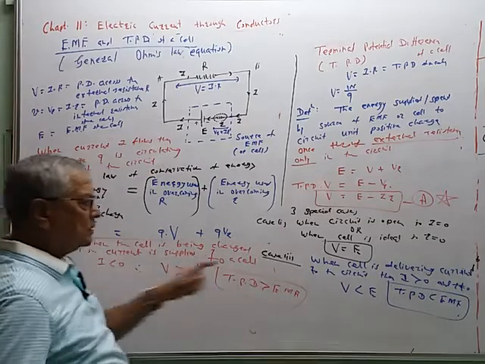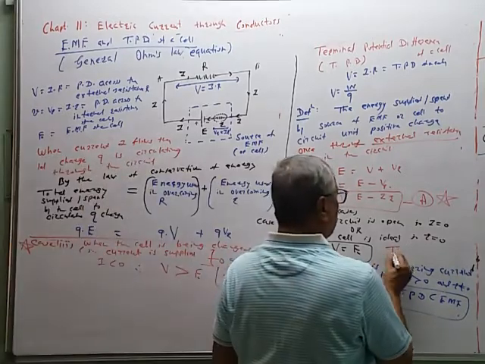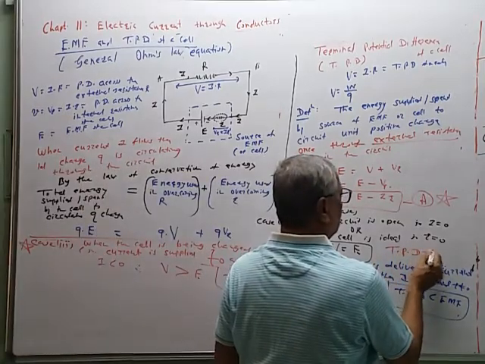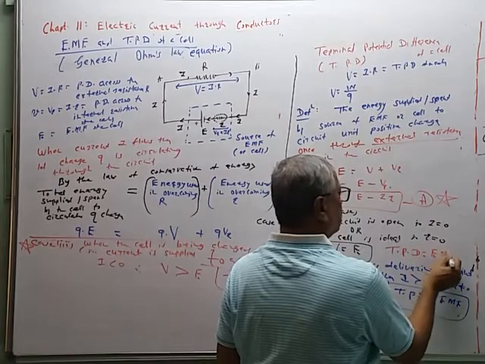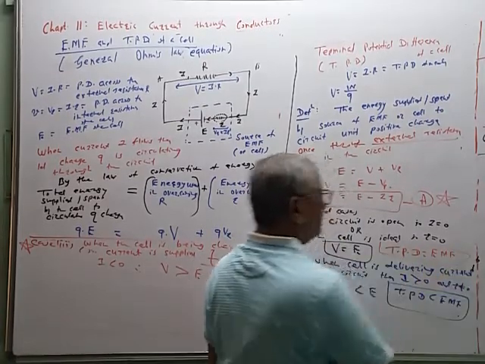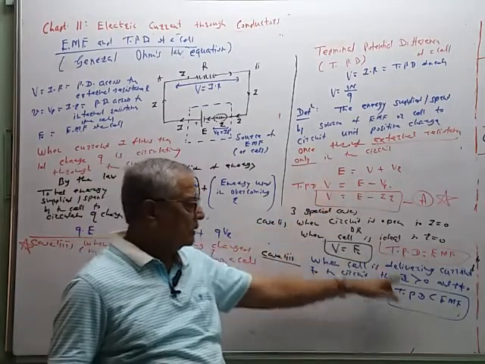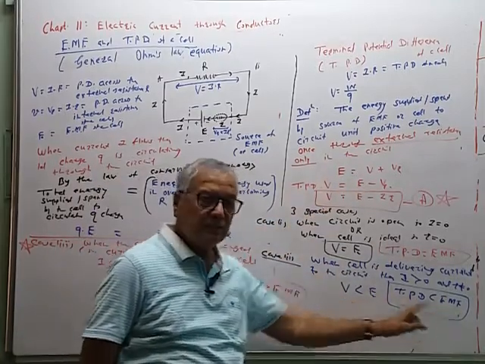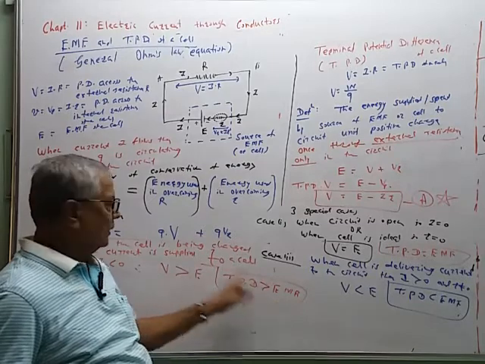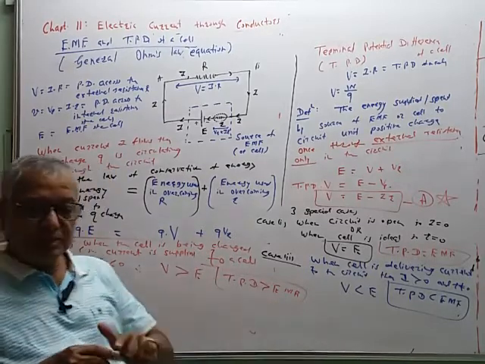So remember these three cases. TPD of a cell is equal to EMF when the cell is open circuited, and when there is a flow of current, then either TPD is less than EMF or TPD is more than EMF. तर ही केस काय आहे ते आपल्याला माहिती पाहिजे.